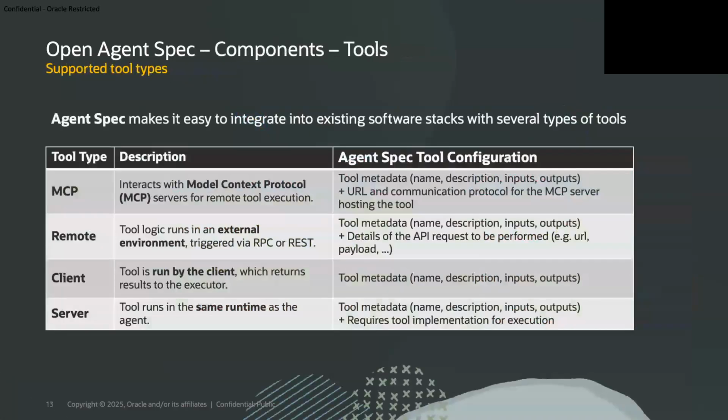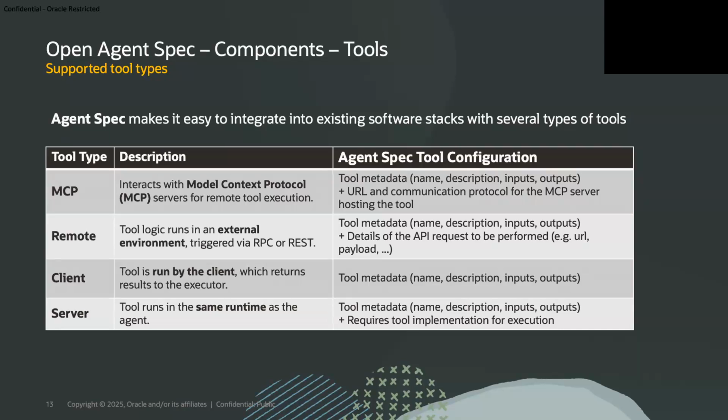To say more about tools, we included in Agent Spec multiple types of tools. First, the tools coming from an MCP server. This is somehow the easiest thing to leverage: just having an MCP server that exposes a collection of tools, and then connecting the agent to the tools of this MCP server. The configuration in that case would contain the name, description, inputs, and outputs of the tools, but also which URL to connect to the MCP server.